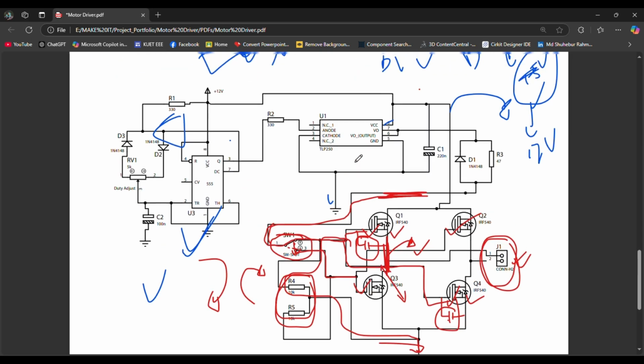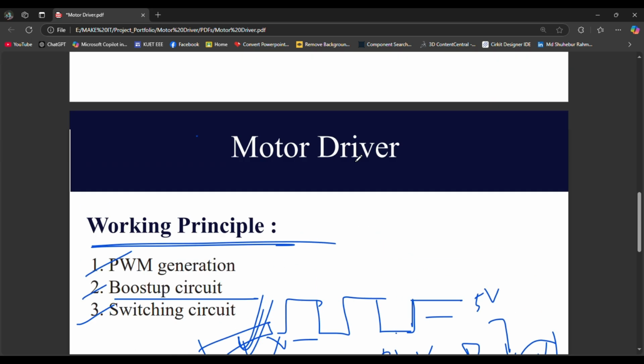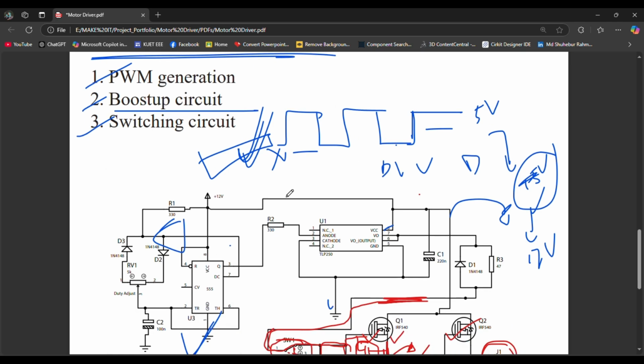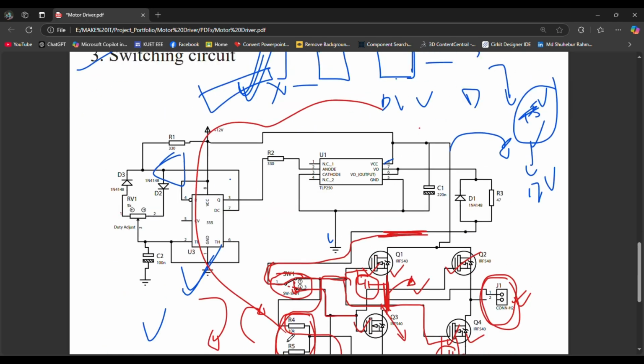Okay, so this is the theory about this circuit, and I will take you to another new video where I will show you how you can do these things in the Proteus simulation software. And you can also make the PCB design to make the whole circuit in the physical world. Okay, let's go.